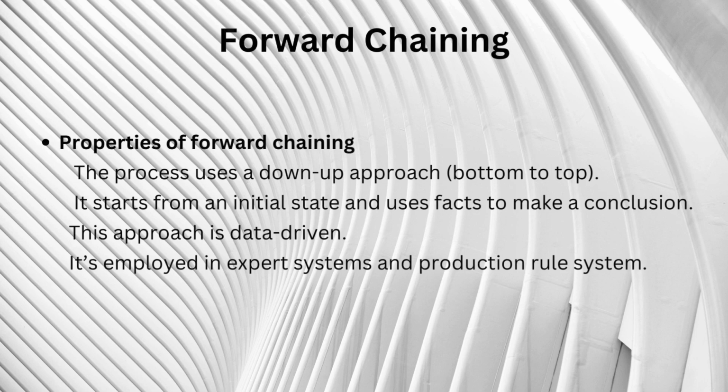Forward chaining is employed in expert systems and production rules, that is, it is used in things like expert systems, which are like digital experts, and the production rule system, which helps in making decisions in various fields. So, to sum it up, forward chaining is like building a tower of blocks, starting from the bottom and adding more on the top, while solving a puzzle using facts to reach a conclusion with the help of a knowledgeable friend.